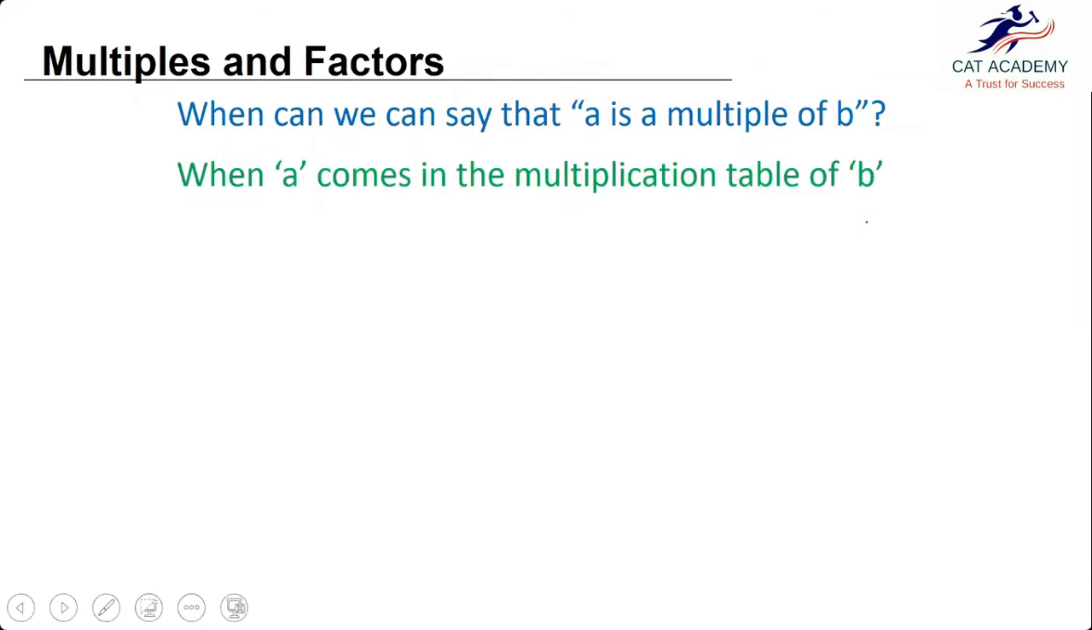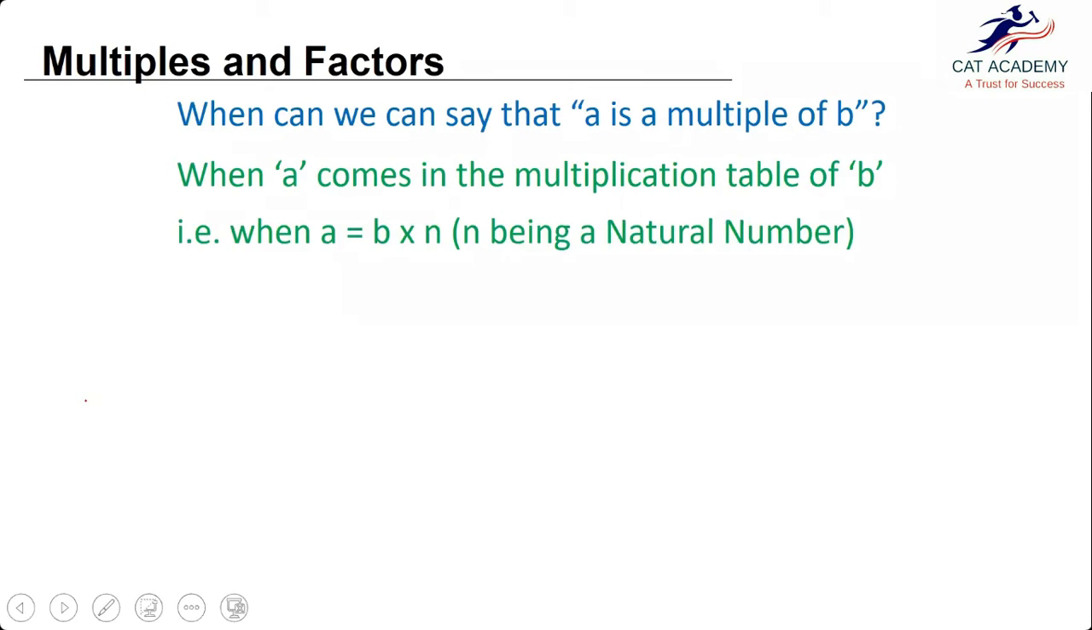When A comes in the multiplication table of B, correct? Simple. Whenever I can see A in the multiplication table of B, I will say A is a multiple of B, right? Or that is when I can say that A is equal to B into N, where N is a natural number.